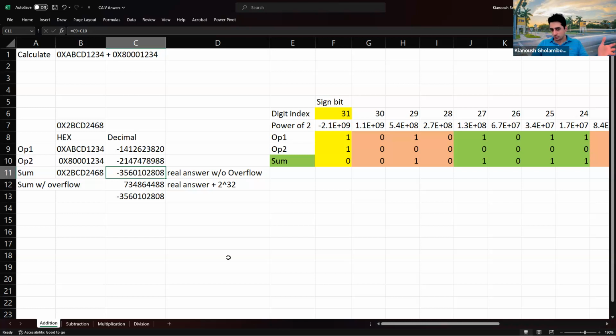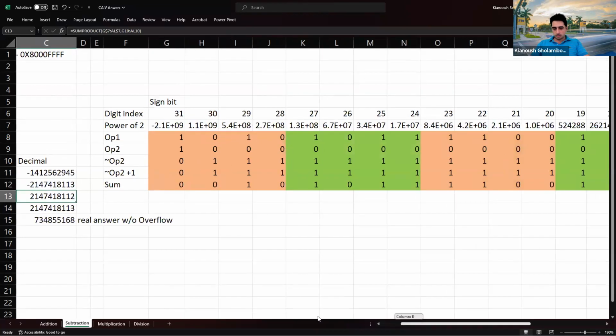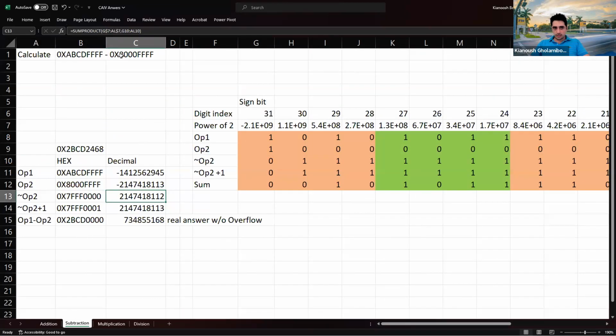It's kind of similar to the way we do the summation by hand for decimal numbers. The next example is a subtraction. We're going to subtract this number, 8000FFFF, from ABCDFFFF. So when you want to do this subtraction, how do we handle that?